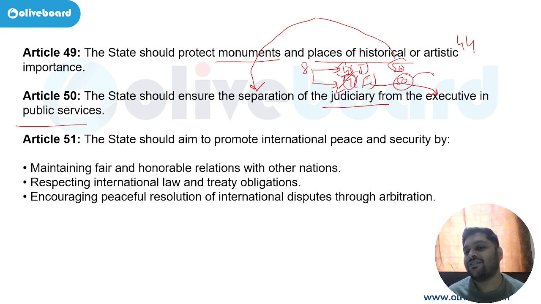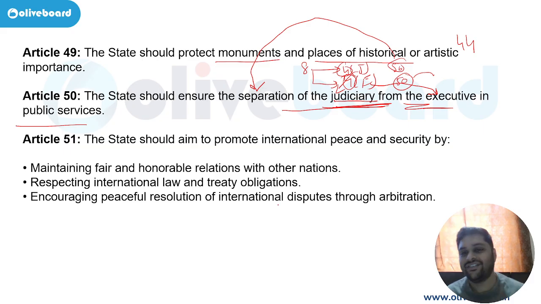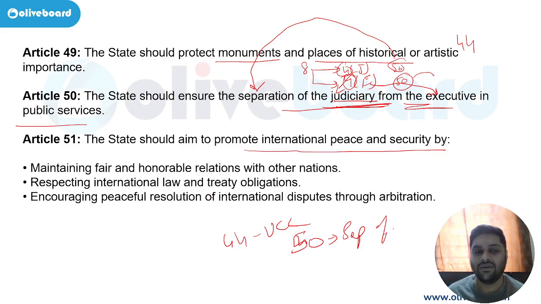So 50-50 is Article 50, separation of power among J and E, judiciary and executive. You might be thinking, no, sir, why did you give J and E as the name here? Because of this. Just one example, and you can remember 2 articles: 44, Uniform Civil Code, and 50, separation of power. Article 51 deals with promotion of international peace and security by maintaining fair and honorable relations with other nations, respecting international law, and encouraging peaceful resolution of international disputes.